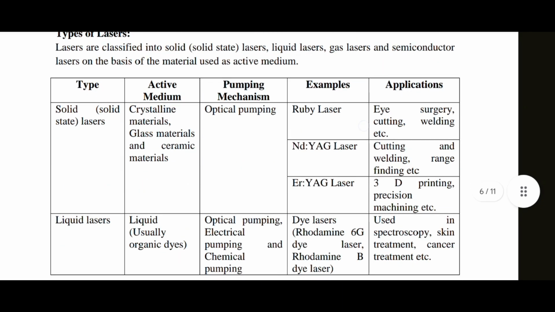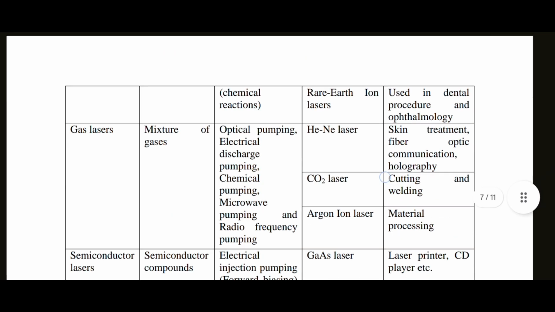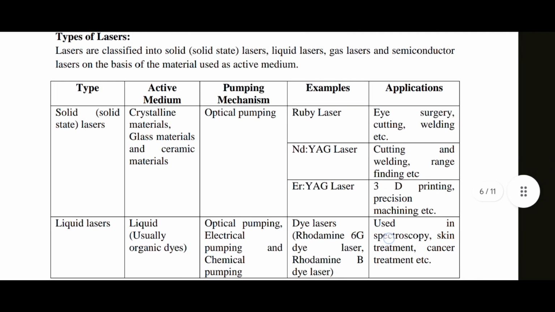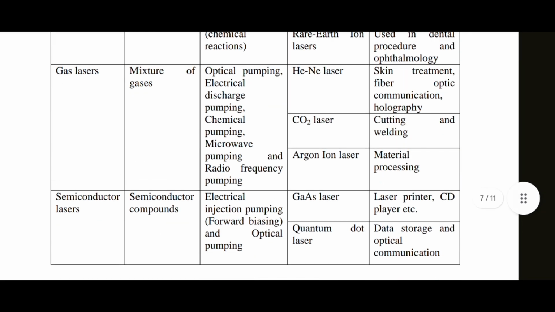Now the examples of solid lasers: ruby laser, Nd:YAG laser, Er:YAG laser. Liquid lasers: dye lasers, rhodamine 6G dye laser, rhodamine B dye laser, and also rare earth ion lasers. Then gas lasers: helium neon laser, carbon dioxide laser, argon ion laser. For semiconductor: gallium arsenide laser, quantum dot laser.